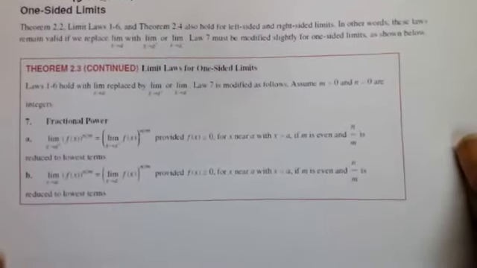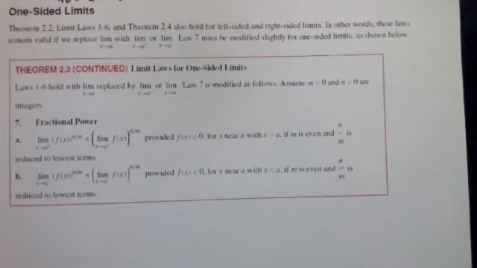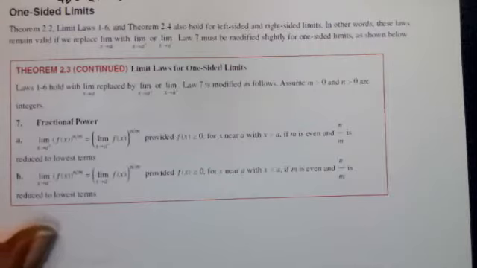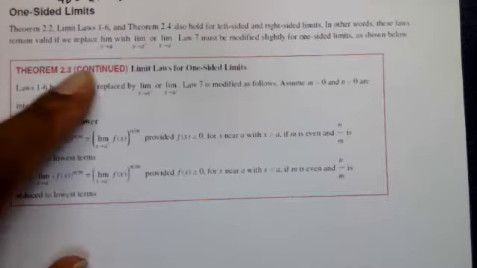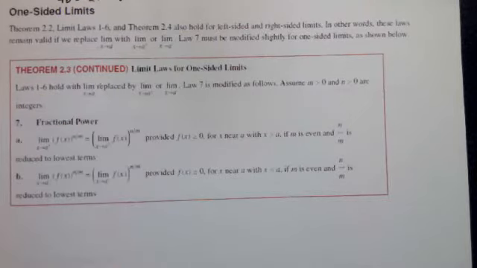All right, next we're going to look at one-sided limits. Now in the last section, we did talk about one-sided limits in the last video that I did. All right, theorem 2.2, limit laws 1 through 6 and theorem 2.4 also hold for left-sided and right-sided limits. In other words, these laws remain valid if we replace the limit as x approaches a with the limit as x approaches a from the right or the limit as x approaches a from the left.